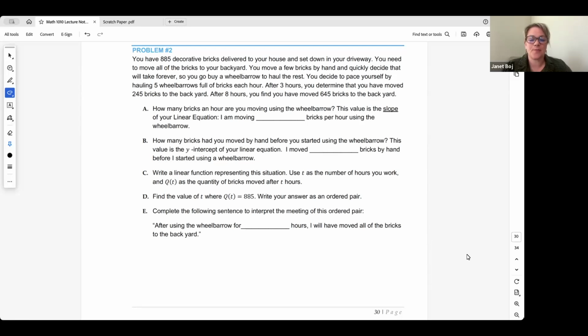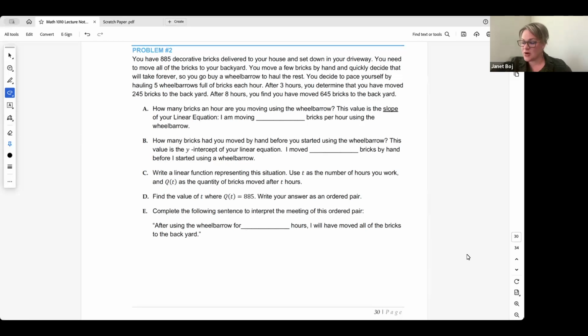After 3 hours, you determine that you have moved 245 bricks to the backyard. After 8 hours, you find you have moved 645 bricks to the backyard. How many bricks an hour are you moving using the wheelbarrow? This value is the slope of your linear equation. How do you figure out the slope?